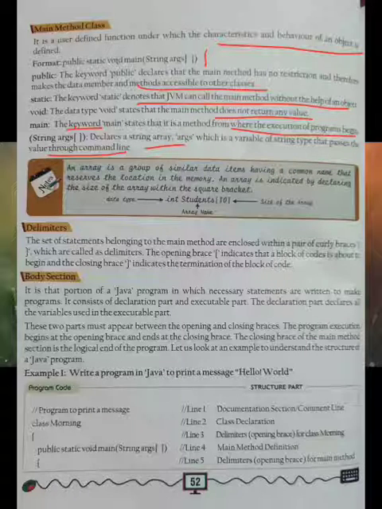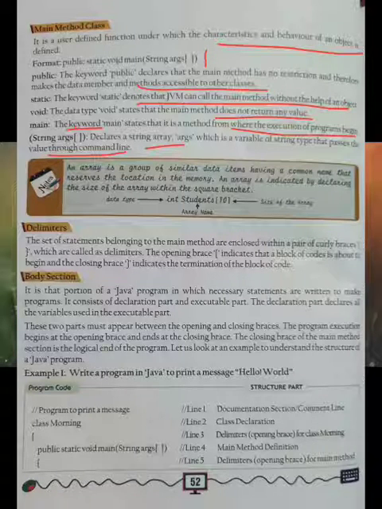Next is the body section. It is the main portion of Java programming where we write the logic to solve any problem, develop any software, or write any program. It is that portion of a Java program in which the necessary statements are written to make the program. The body section is where the main contents are written.